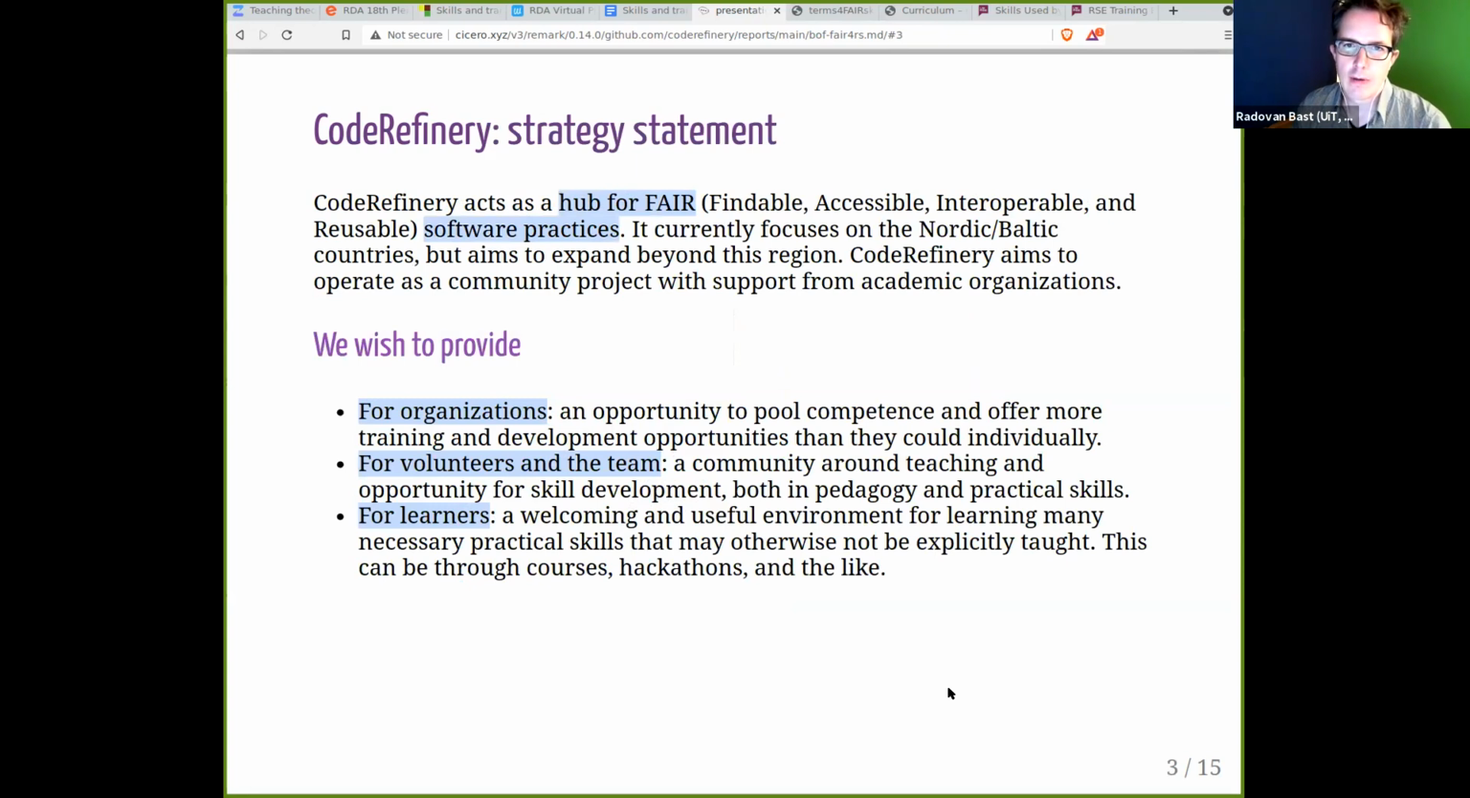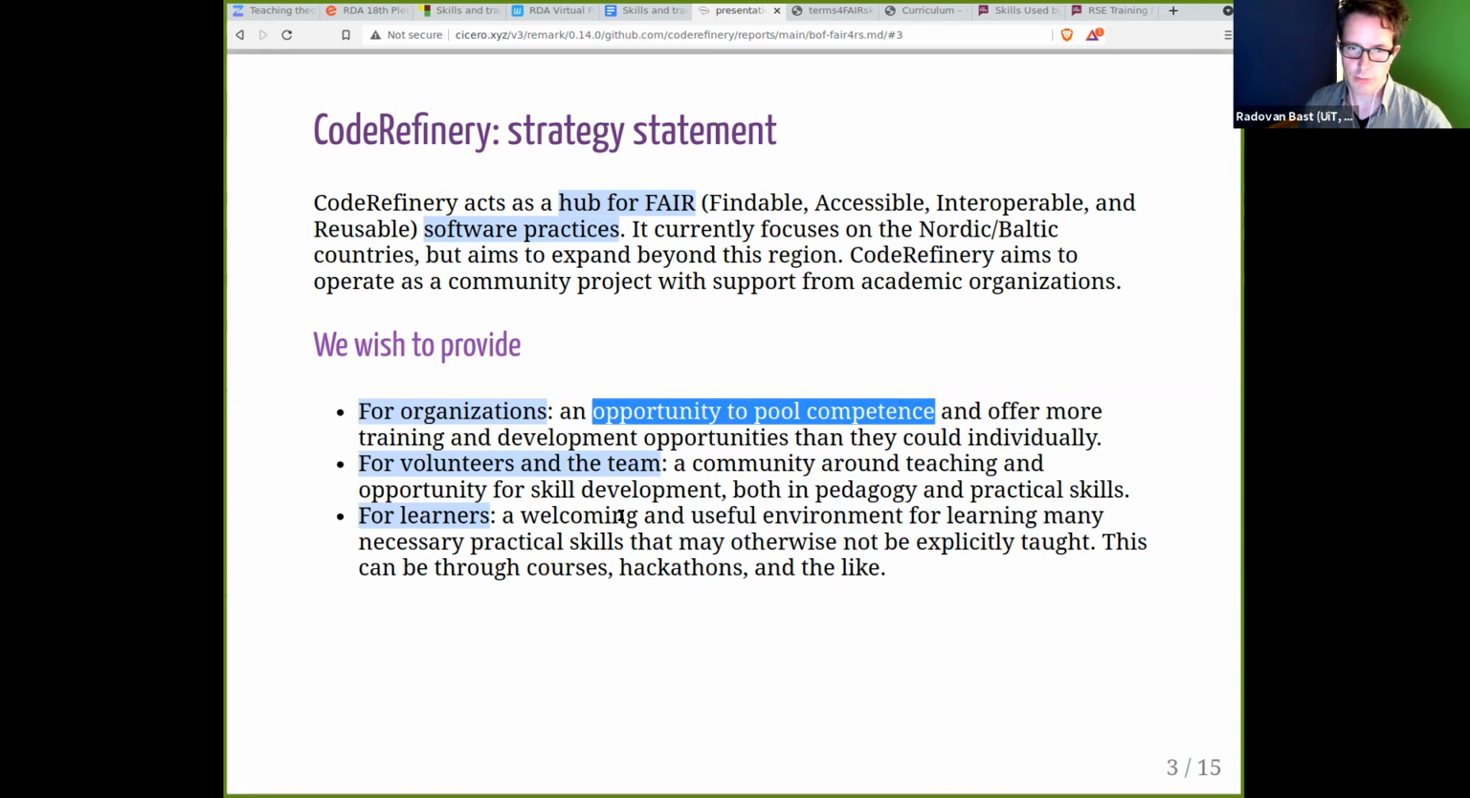And our strategy statement, what we would like to become: we would like to become a hub for FAIR software practices. Currently we focus on the Nordic and Baltic countries, and this is because of the history of our funding. We started here in the Nordics, but our aim is to expand beyond this region. And we are now transitioning into becoming a community project with support from academic organizations. We would like to offer something to organizations, to volunteers and teams, but also to learners. For the organizations, really the opportunity to pool competencies.